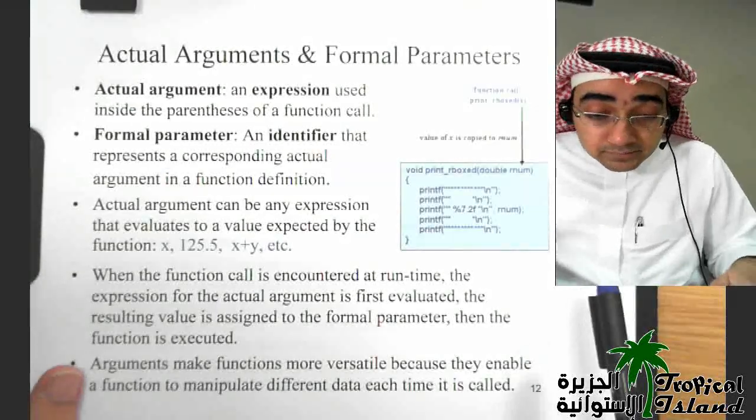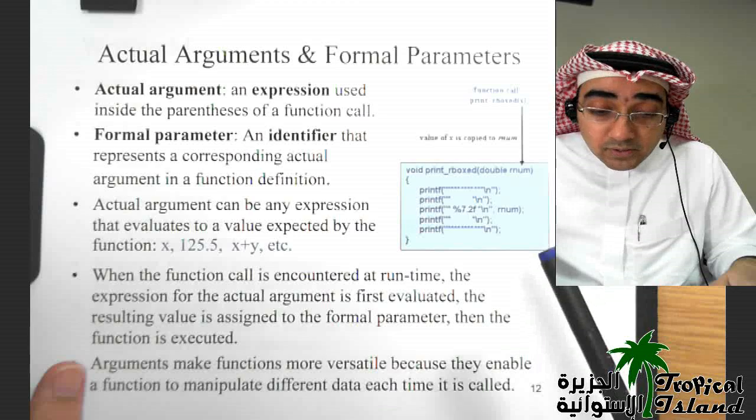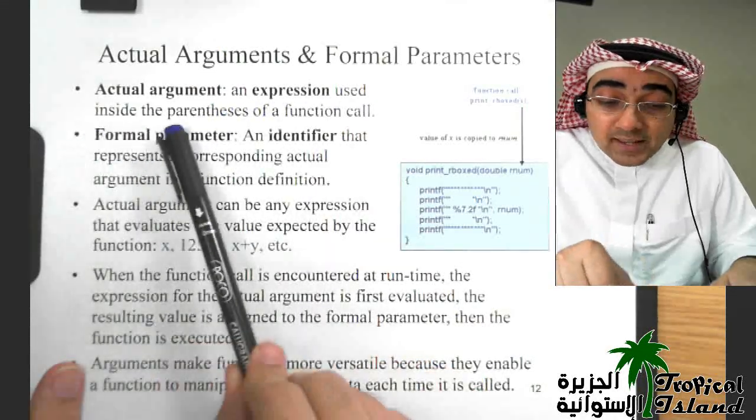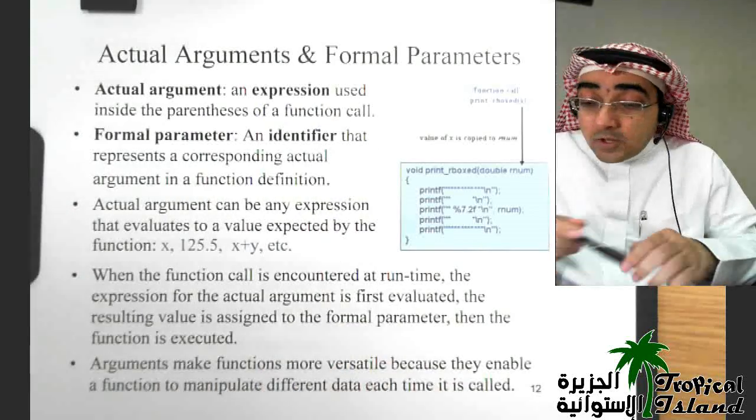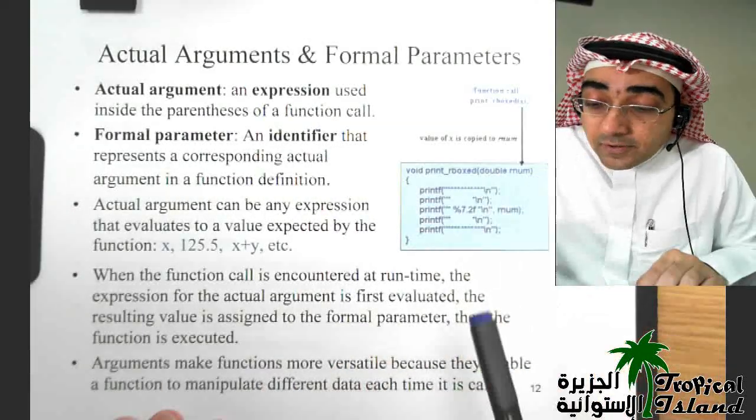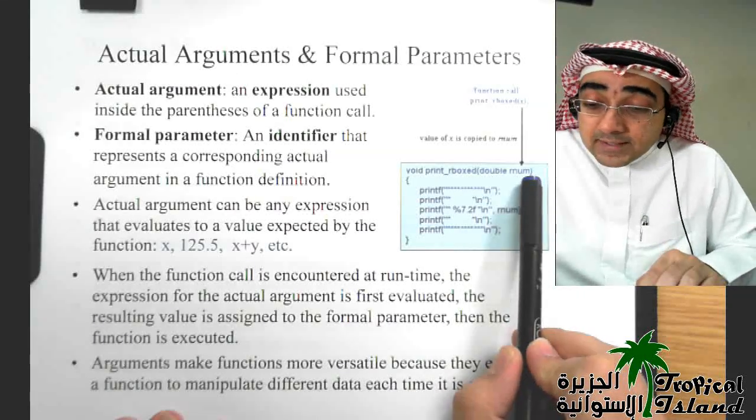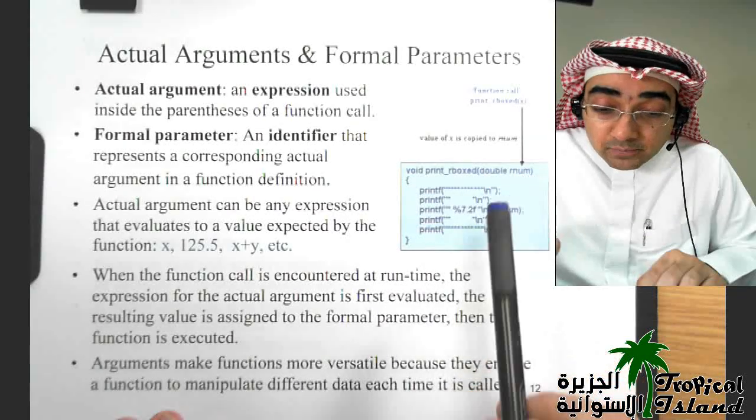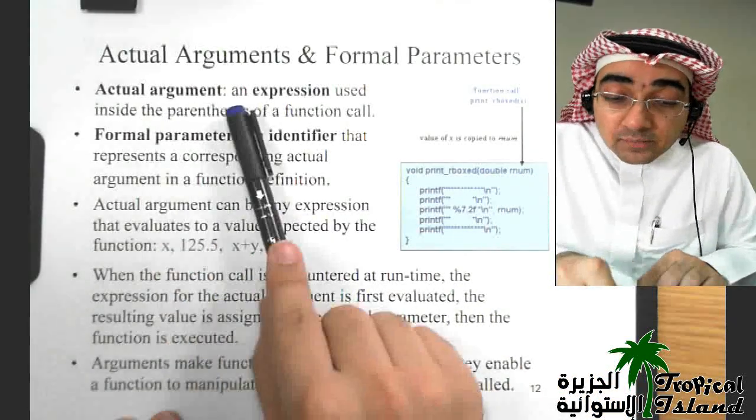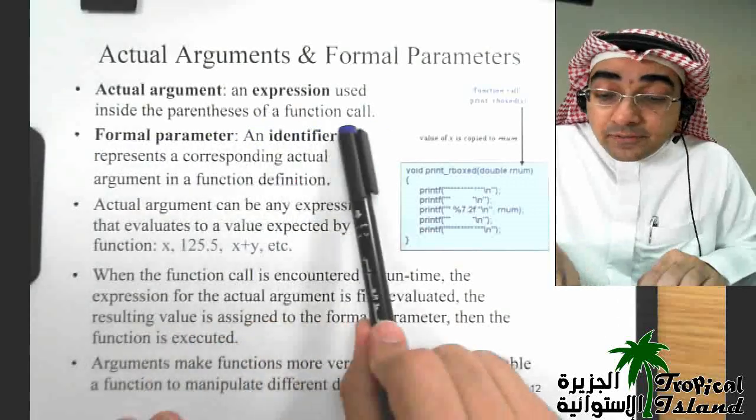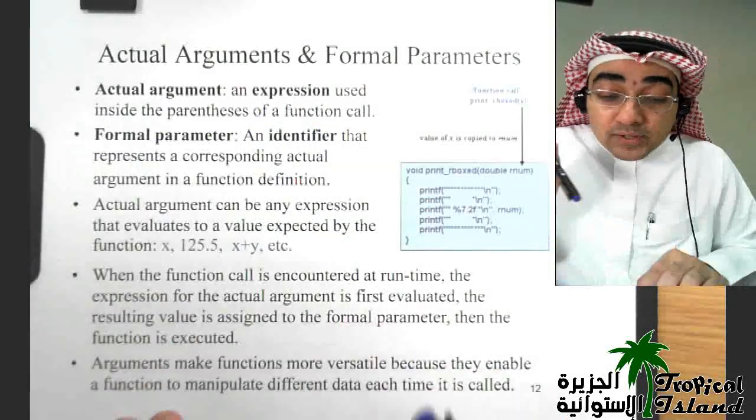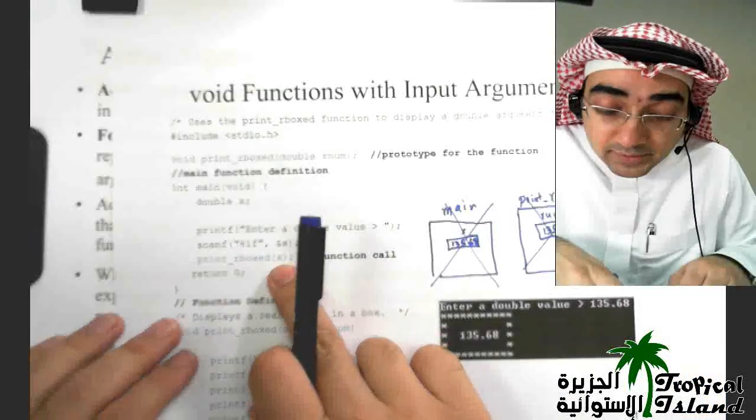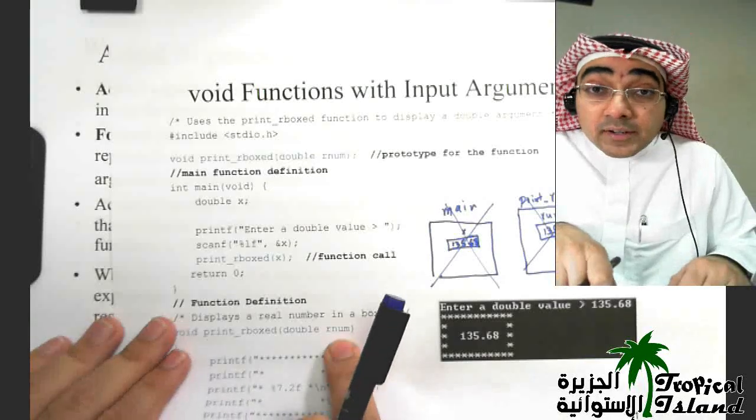Now going further, the actual arguments and the formal arguments. What is an actual argument? It is an expression used inside the parentheses for a function call. Whatever is inside the parentheses of a function call, like the double rnum in our case, is called the formal argument. Sorry, the actual arguments are what is inside the main. So if we go over here, the actual argument is x, and the formal argument is rnum.